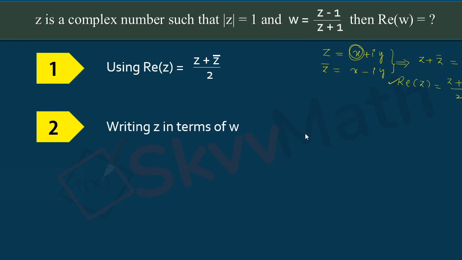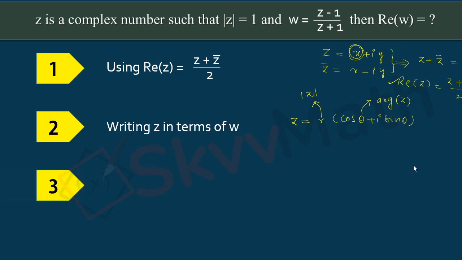And the third method I am going to use is the polar form of the complex number. You know what is the polar form of the complex number? Z is equal to r into (cos theta plus i sin theta). In this, what is r? r is modulus of Z. And what is theta? Theta is the argument of the complex number Z. So this I am going to use. In the beginning I'll start with this polar form, then I'll get the real part of W.